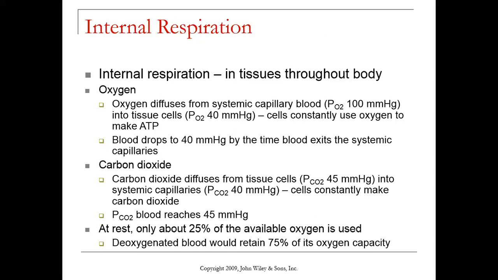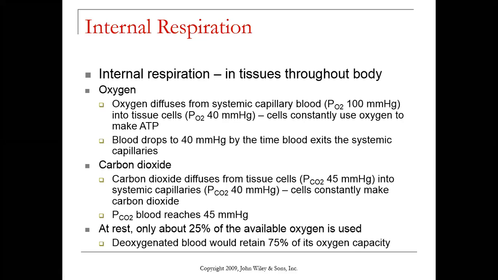Oxygen diffuses from the systemic capillary blood, at 100 millimeters of mercury, into tissues, which are at 40 millimeters of mercury, and cells continuously use oxygen to make ATP. Blood drops the oxygen partial pressure from 100 towards 40 millimeters of mercury, and then that deoxygenated blood is sent towards the heart and the lungs for oxygenation.